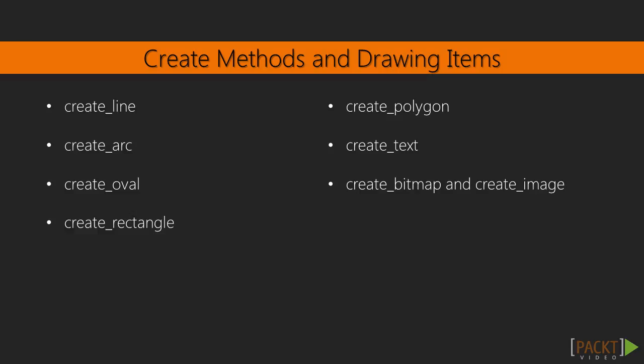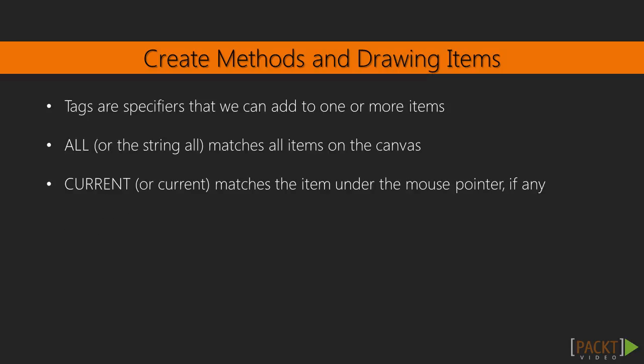New items are added to the canvas using different create methods like create_line, create_arc, create_oval, create_rectangle, create_polygon, create_text, create_bitmap, and create_image. Items added to the canvas are placed in a stack. New items are added on top of items already on the canvas. Every time you add an item using one of the various create methods, it returns a unique item handle or an item ID that is a unique integer. This item handle can be used to refer to and manipulate the added item.